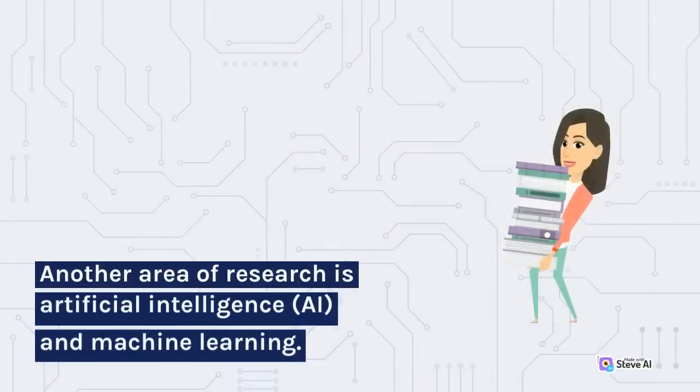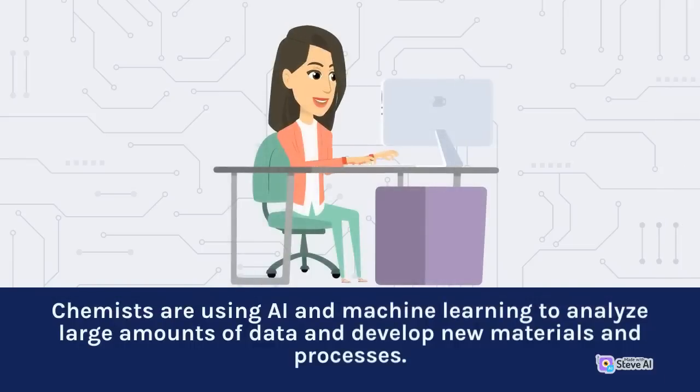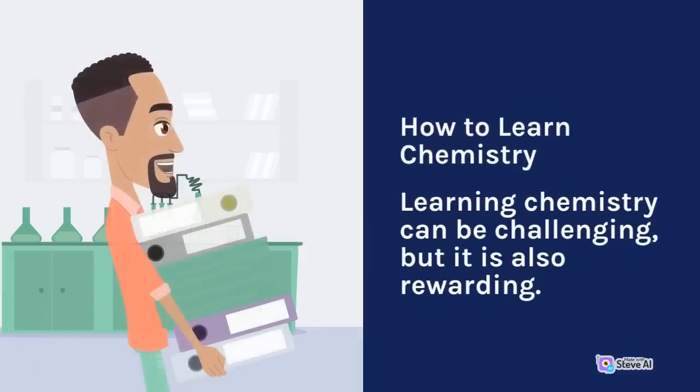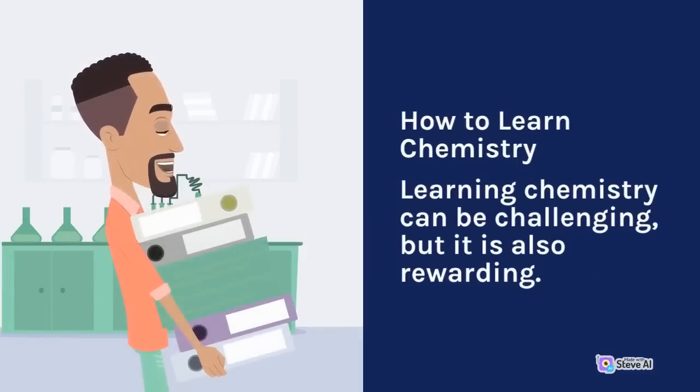Another area of research is artificial intelligence, AI, and machine learning. Chemists are using AI and machine learning to analyze large amounts of data and develop new materials and processes. This approach has already led to significant breakthroughs in drug development and materials science. How to learn chemistry. Learning chemistry can be challenging, but it is also rewarding.